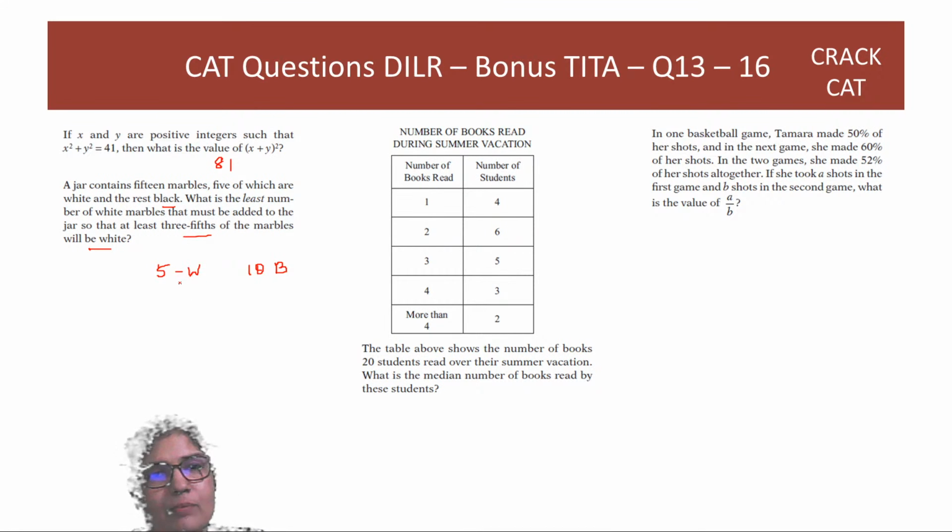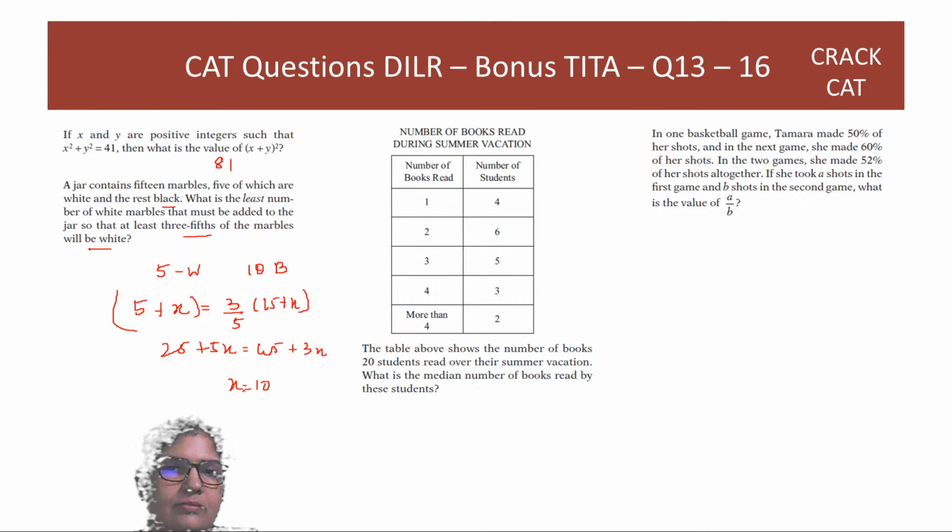Now when I add white marbles, the total number of marbles will also change and the number of white marbles will also change. So let's say I'm adding x white marbles, 5 plus x over 15 plus x should be 3 by 5. That's what we need to worry about. So 25 plus 5x is equal to 45 plus 3x, and hence x is equal to 10. So if I add 10 here, this becomes 15, total becomes 25 and this is 5.